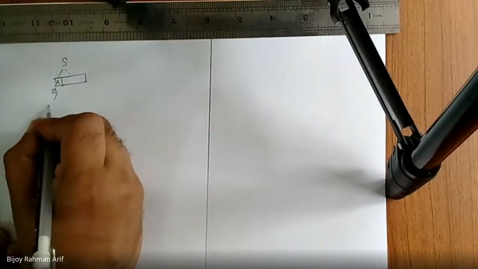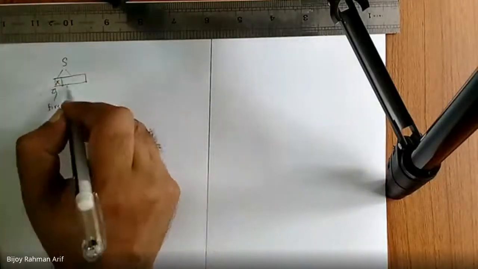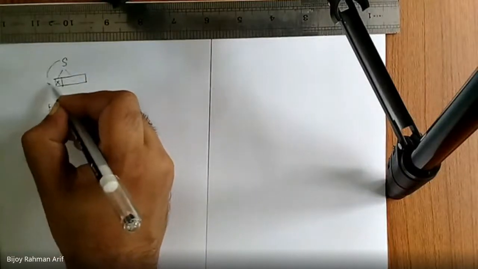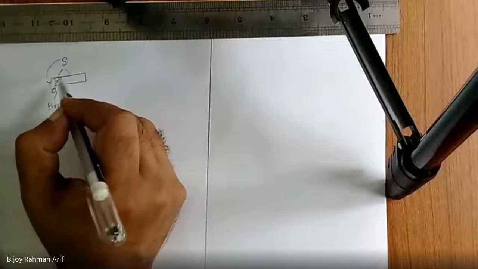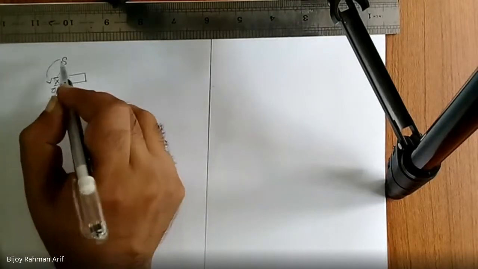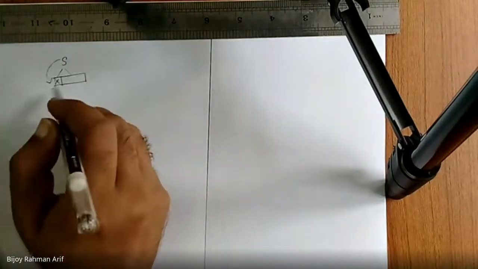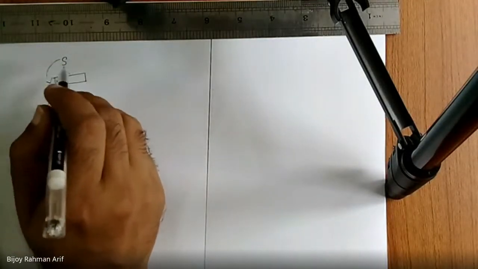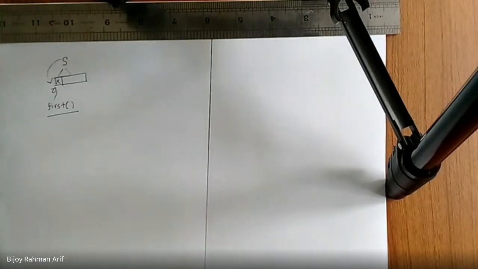Am I right? Let's assume we are deriving S to this expression, from S to this point. During the derivation process, this is one step of derivation. Whatever comes first, that is called first. Am I right? That is the definition of first.